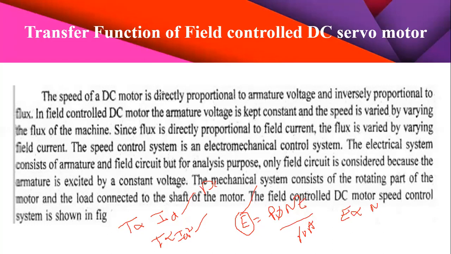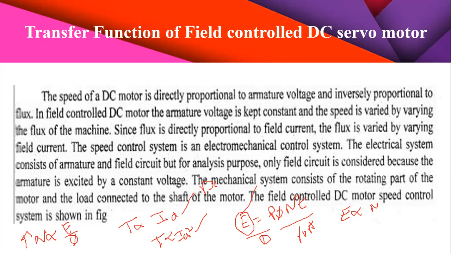The speed of a DC motor is directly proportional to the armature voltage and inversely proportional to the flux. Suppose the flux increases, then the speed decreases, since speed is inversely proportional to flux. Now, in field control of a DC motor, from this relation, N is directly proportional to the induced EMF, that is the armature voltage, and inversely proportional to flux. Now, if I want to increase the speed, what about the flux? Decrease, sir. Right.